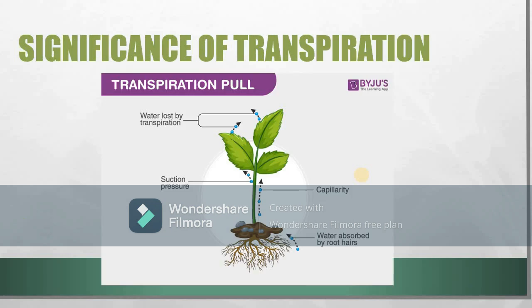Next thing is the significance of transpiration. Transpiration is actually considered a necessary evil. Why is it so? Because it is a potentially harmful process, but it is unavoidable too, because you can't stop transpiration. As you can see in this figure, water absorbed by the roots moves through capillarity, and then suction pressure helps it to suck and move the water upwards. And when the water reaches the leaves, obviously it leaves through the surface, so we can't stop it.